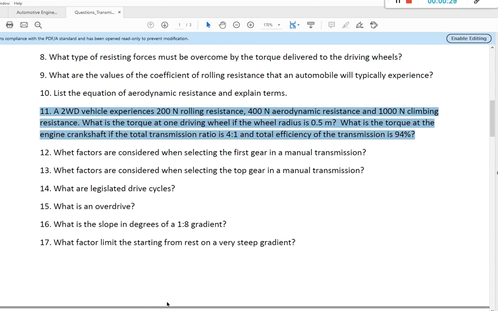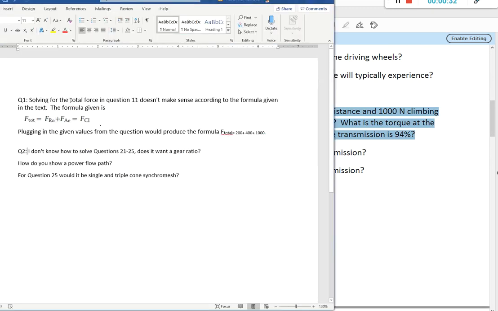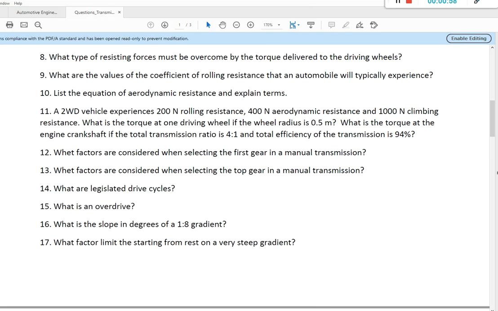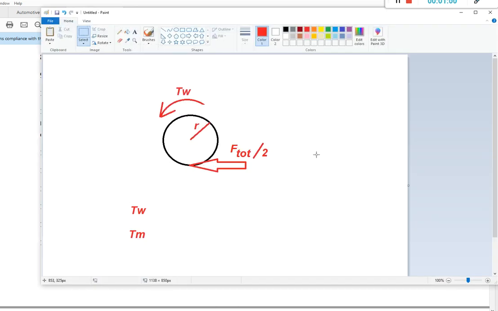It says solve for a total force does not make sense according to the formula given. Well, problem is there is a typo. So total force is rolling resistance, aerodynamic resistance, and climbing resistance. So this should be a plus. Okay. So not equal here, but rather plus.